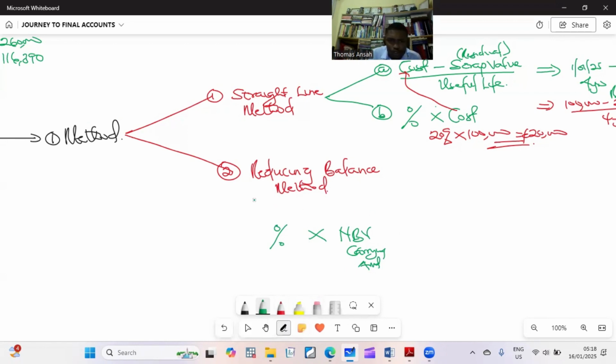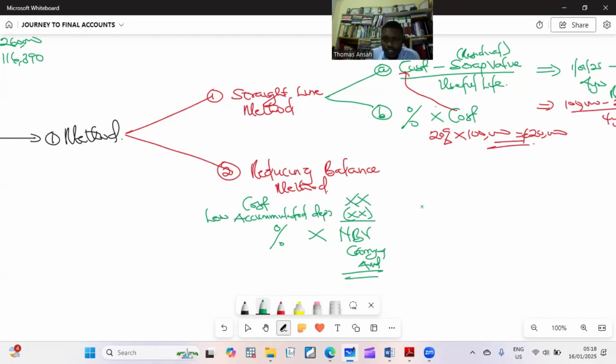Net book value is obtained from the cost, of course as we have learned, less accumulated depreciation. The word accumulated means all depreciations from previous years put together, or all depreciations that have been charged. You just add them and put them together.